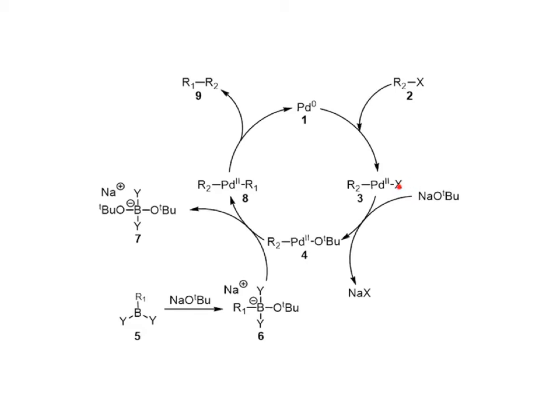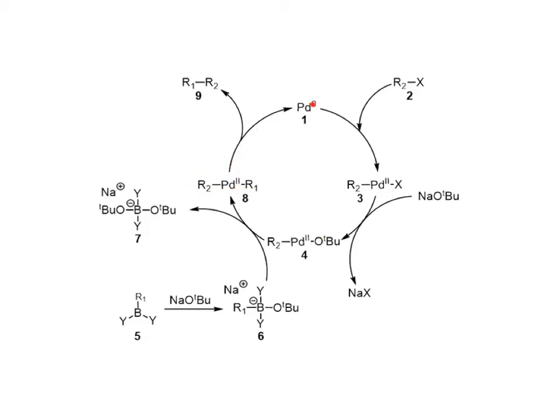This X group is transferred into an O-t-butoxide by adding sodium t-butoxide, removing sodium X, which precipitates out of the solution. This now is set up to do the transmetallation with the boron reagent. It turns out the sodium t-butoxide also activates the boron reagent itself to make this anionic boron salt, which is much more reactive, and it allows the R1 group to be transferred in place of where the t-butoxide is. And so you get this R1, R2, palladium 2.